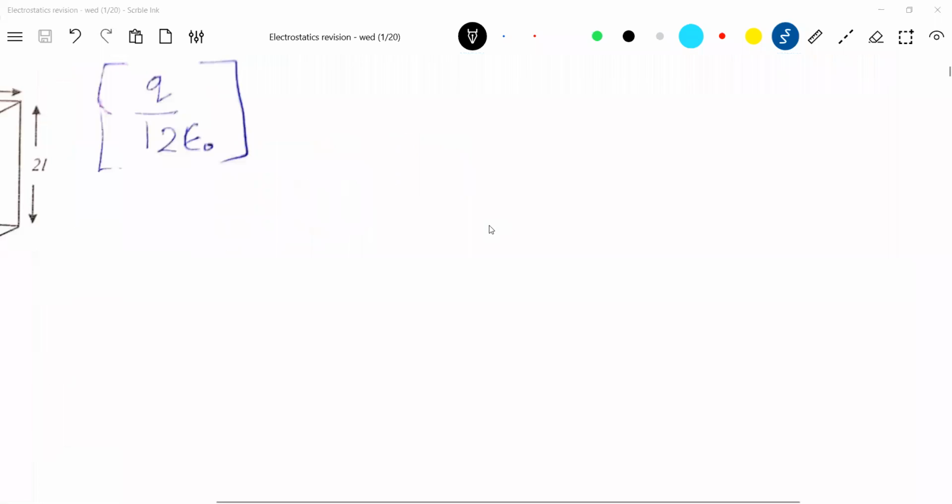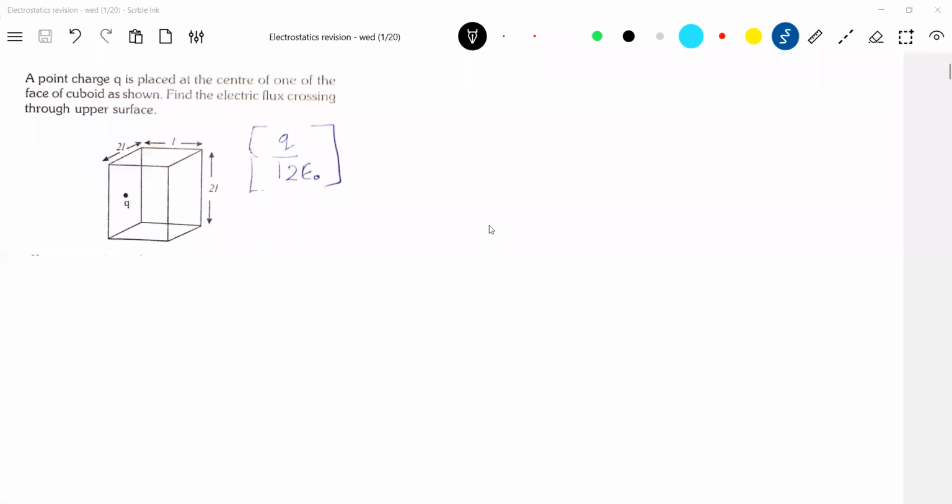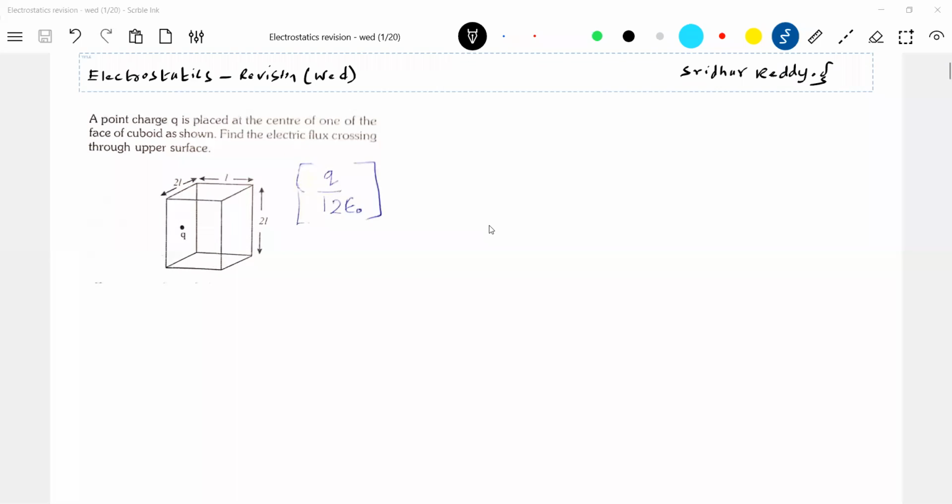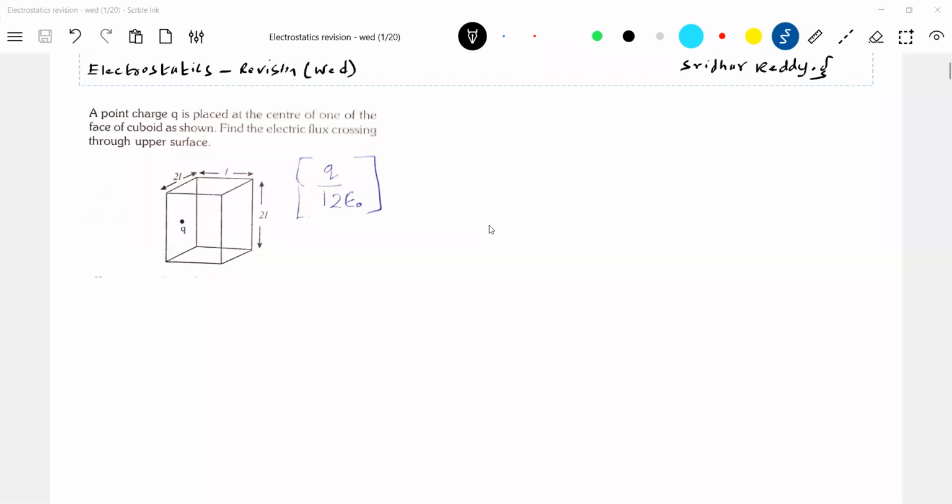Okay, fine. So this is the first question. We'll begin. This is asking to find the electric flux crossing through the upper surface. So we'll give a name to the upper surface: A, B, C, D. So how much flux is passing through this one? Where is the point charge Q placed, on the opposite face? Or what else?